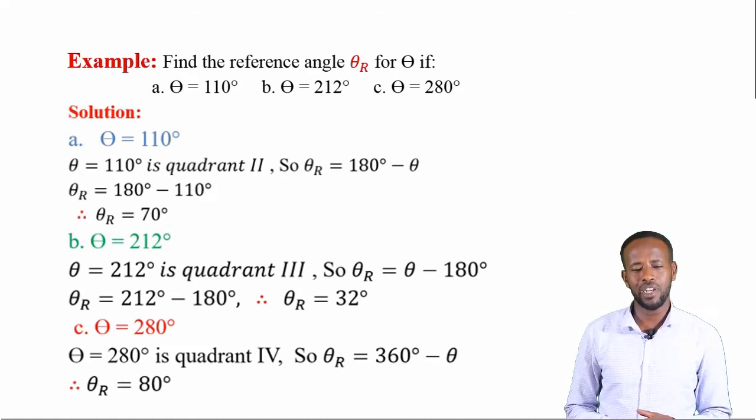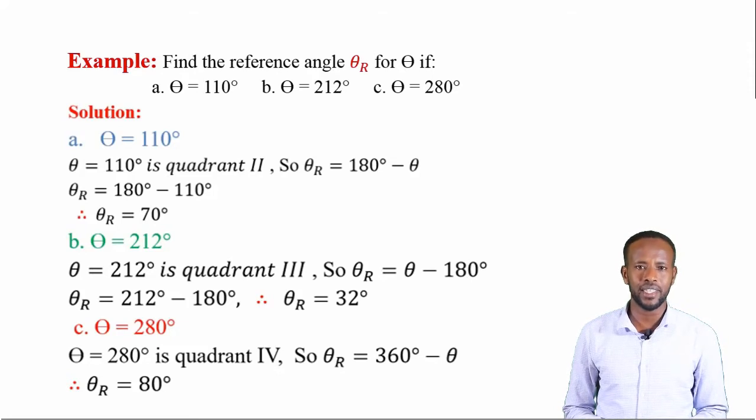How did it become? We know 360 degree minus 280 degree will become what? 80 degree. So the reference angle of 280 degree is 80 degree. How was it? I hope, students, that it was simple.